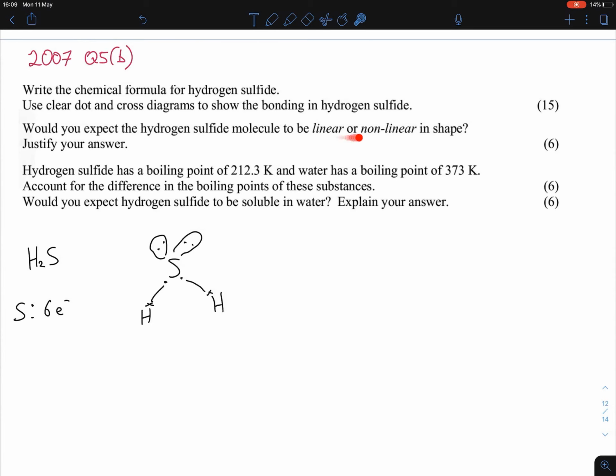Would you expect it to be linear or non-linear? It's going to be non-linear. Then you have to say why. Again you just write out how many lone pairs and how many bond pairs. This is just accounting for the shape, that's all it is. 2 lone pairs, 2 bond pairs. That's all you need to say. To be honest, as soon as the lone pairs come into it, it's no longer going to be linear ever.